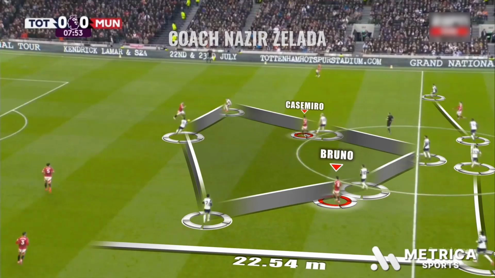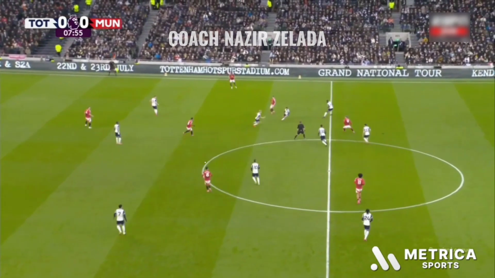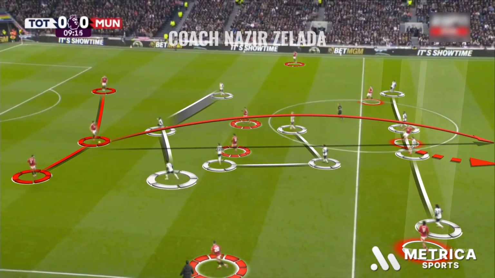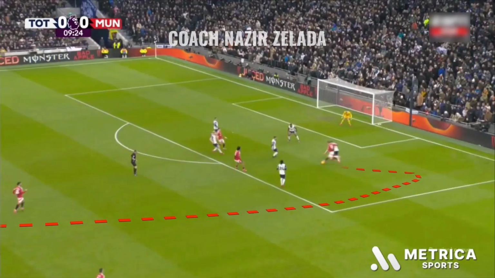Casemiro and Bruno, and kept their shape compact to eliminate spaces between the lines. As a result, United's strikers attempted to stretch Spurs' defensive line, looking for a space to exploit with long balls. Thanks to Højlund's physicality, this approach occasionally worked.